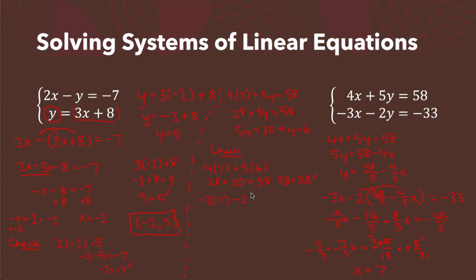And negative 3 times 7 minus 2 times 6 is equal to negative 21 minus 12, and that is equal to negative 33, and negative 33 is equal to negative 33, so we're good on that too. So our answer is x is equal to 7, y is equal to 6, or in coordinate form, 7, 6.